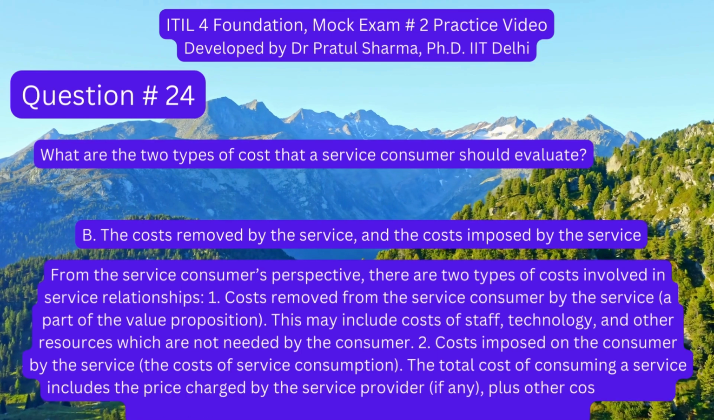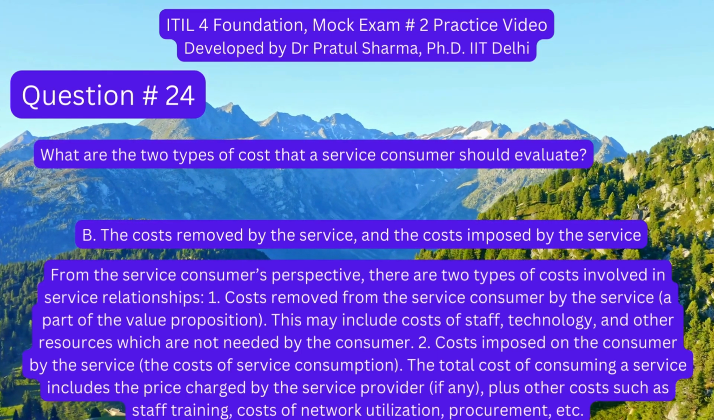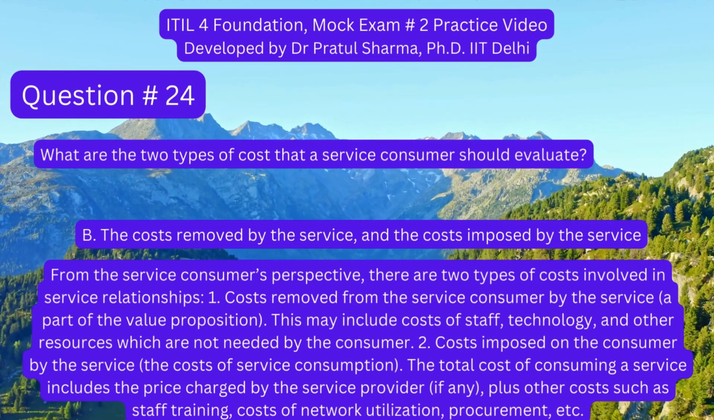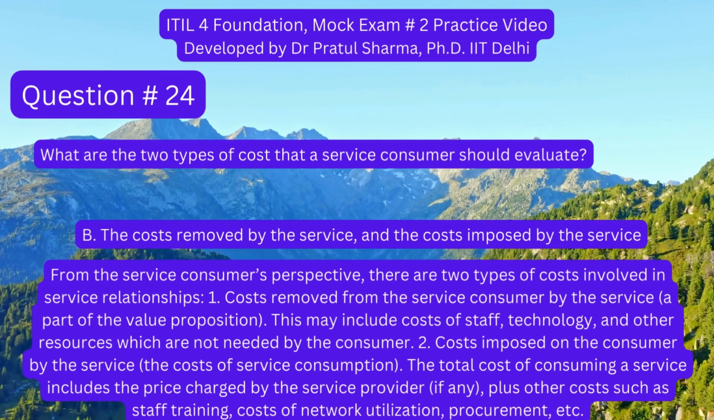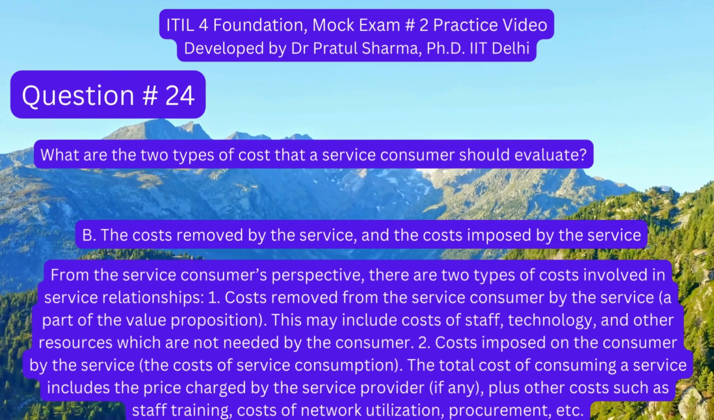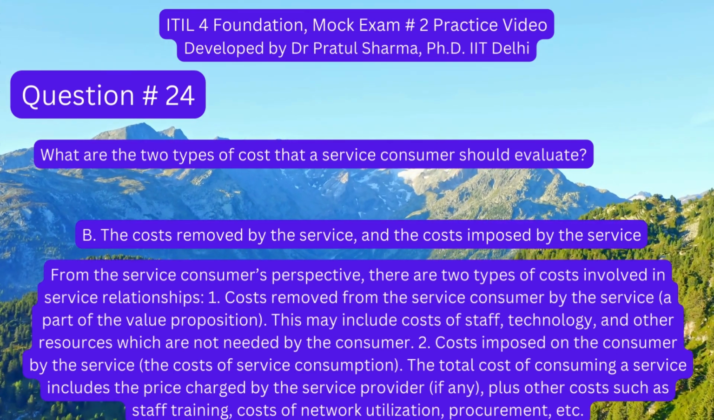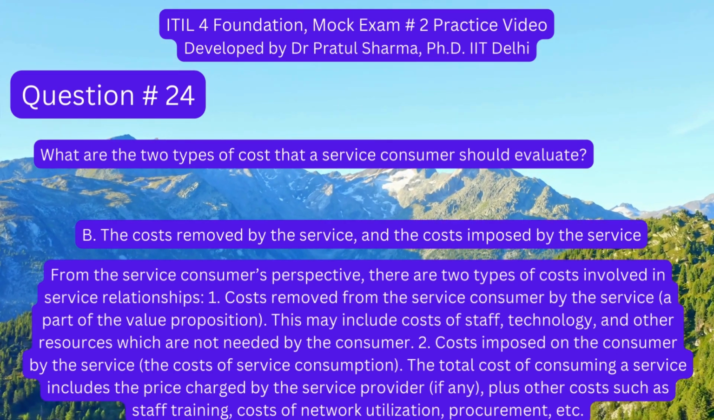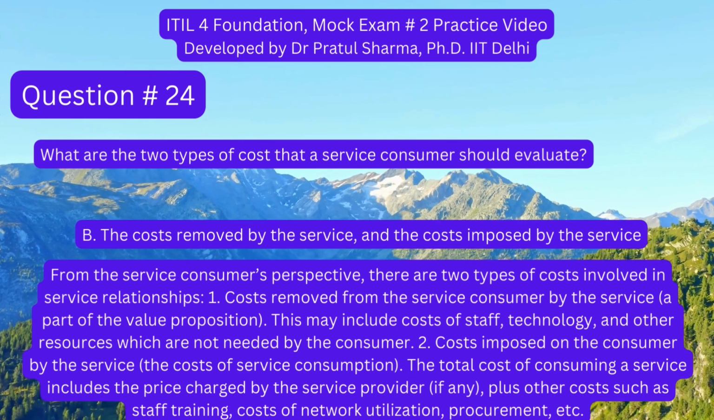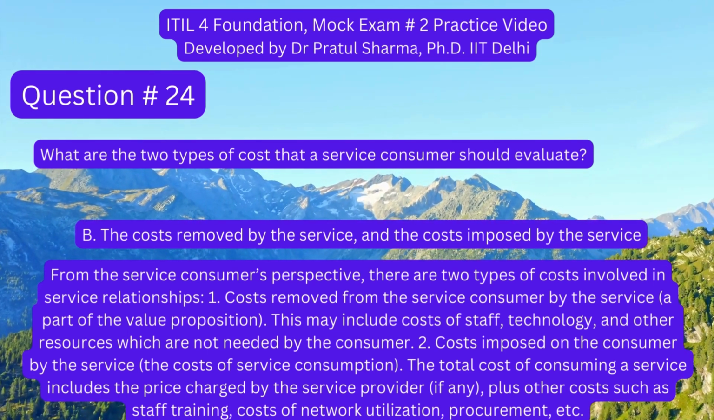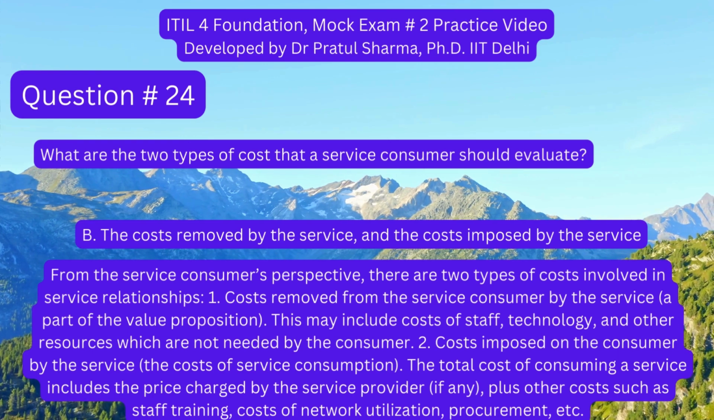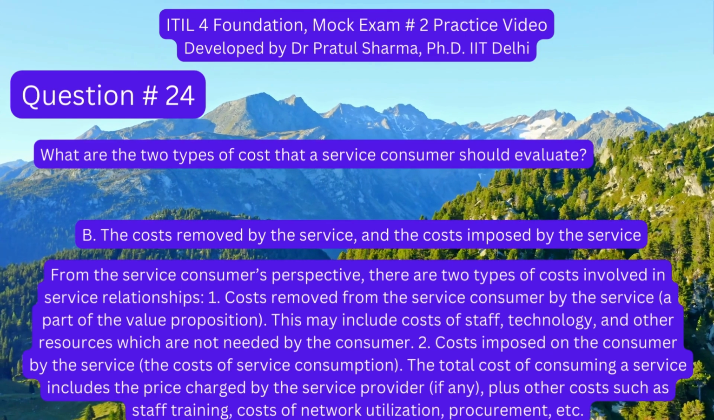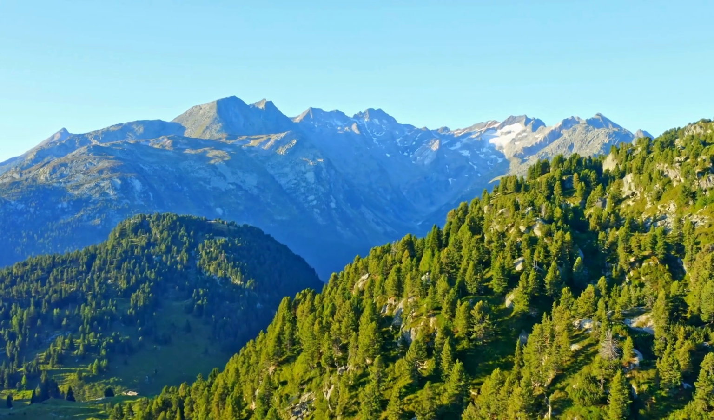From the service consumer's perspective, there are 2 types of costs involved in service relationships. 1. Costs removed from the service consumer by the service, a part of the value proposition. This may include costs of staff, technology, and other resources which are not needed by the consumer. 2. Costs imposed on the consumer by the service, the costs of service consumption. The total cost of consuming a service includes the price charged by the service provider, if any, plus other costs such as staff training, costs of network utilization, procurement, etc.